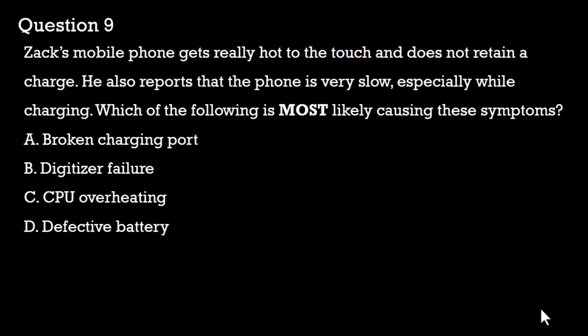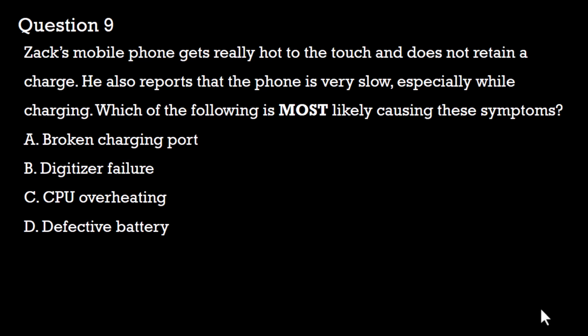Question 9. Zach's mobile phone gets really hot to the touch and does not retain a charge. He also reports that the phone is very slow, especially while charging. Which of the following is most likely causing these symptoms? A. Broken charging port. B. Digitizer failure. C. CPU overheating. D. Defective battery.